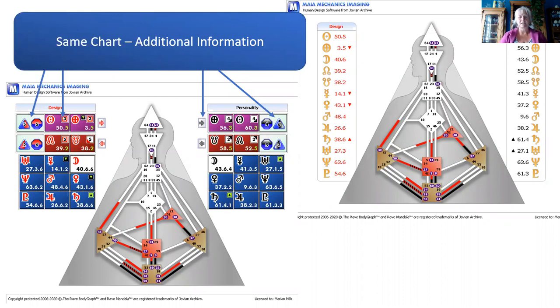The channels, the centers, all that information is exactly the same. The gates, the lines, this is going below the level of the line. So if you don't know yet what a line is, I suggest you stop this video and go back and review the earlier one I did, which is about how to understand the surface level of your chart. So in this, we're going into things called colour and tone.